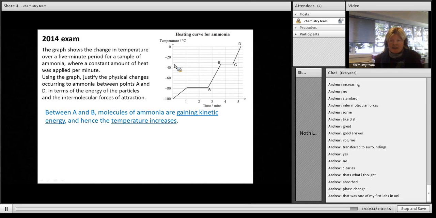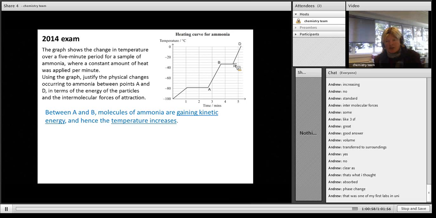Okay, then B to C, that's when you're breaking those. Now show that you know what you're talking about. It's hydrogen bonds, and in ammonia it's the main bond. So these hydrogen bonds are being broken. Because all the energy has been going to break the bonds, there's no change in kinetic energy. And that is therefore the boiling point.